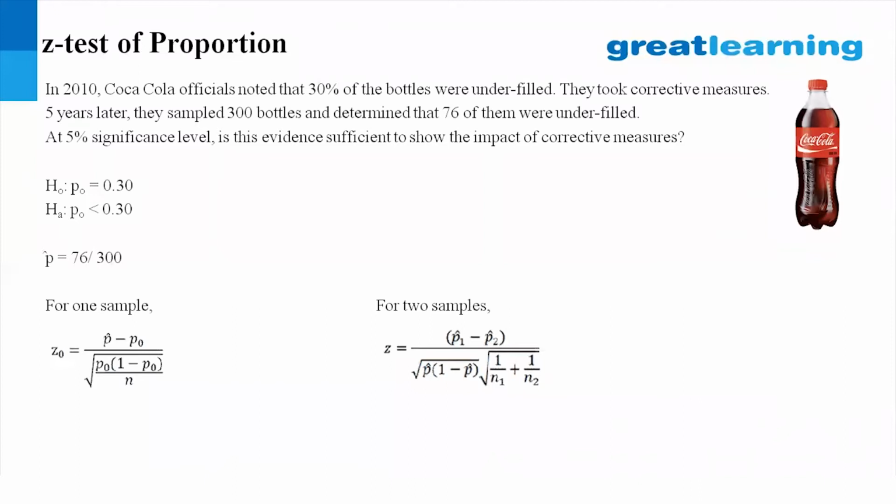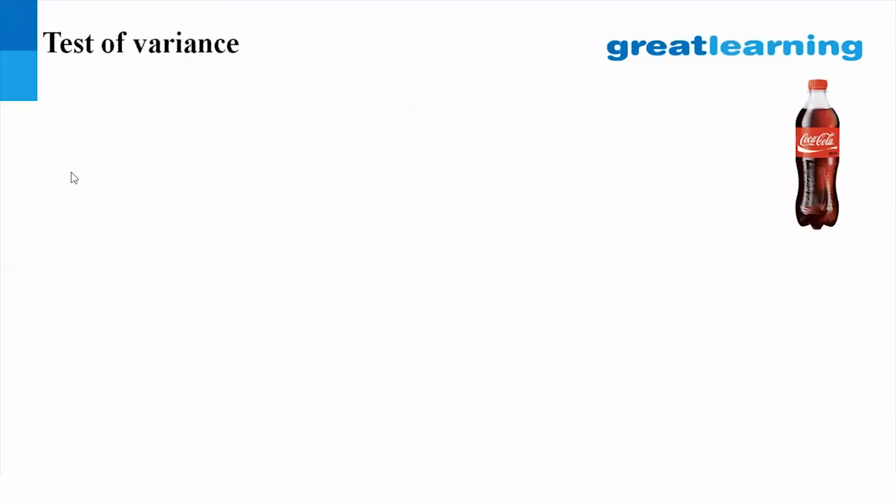Earlier you were using the mean and the standard deviation of the values to calculate the Z statistic. Here you are using the proportion values to calculate the Z statistic.